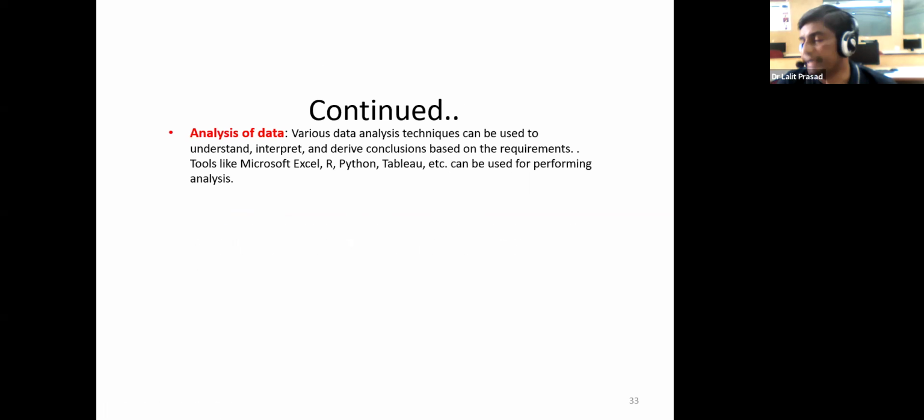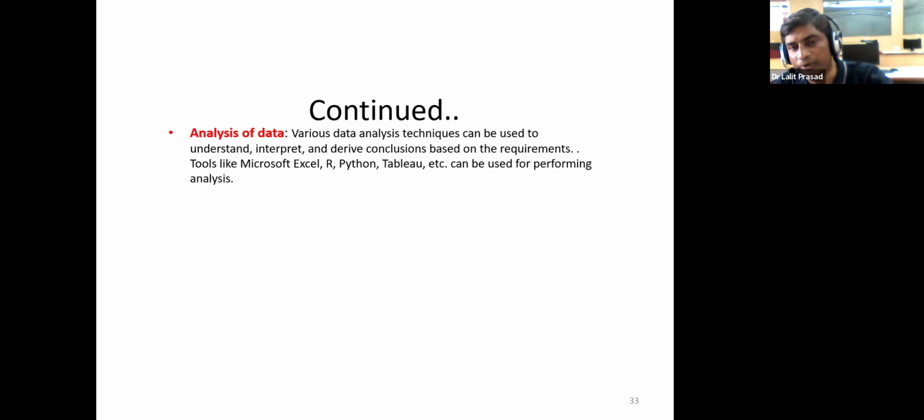Now, analysis of data. Various data analysis techniques can be used to understand, interpret, and derive conclusions based on the requirements. These are the tools. Microsoft Excel. Excel also uses statistics. If you ask it to calculate correlation, there is a formula theoretically. When these software tools were not there, people used to do it manually. It is always there. Mean you can find out manually. Logistic regression you can find out manually. We have seen y is equal to mx plus c.